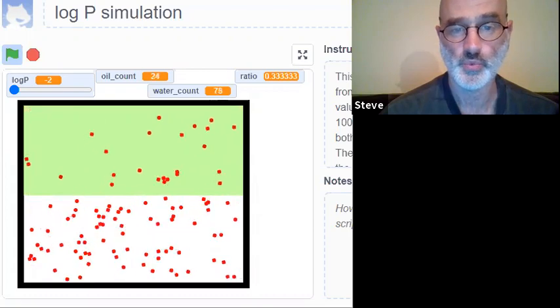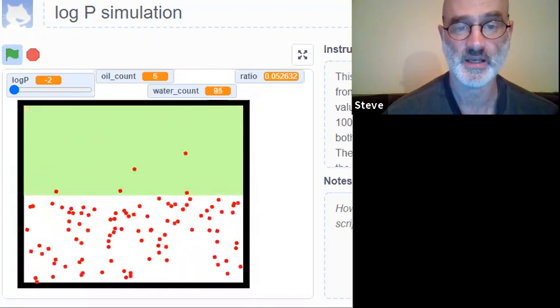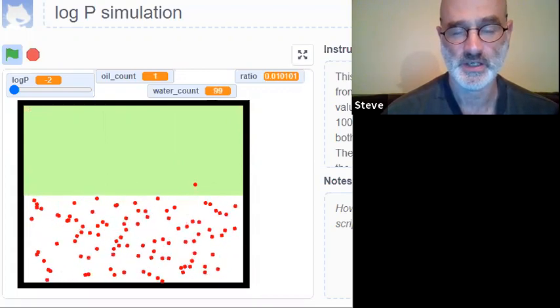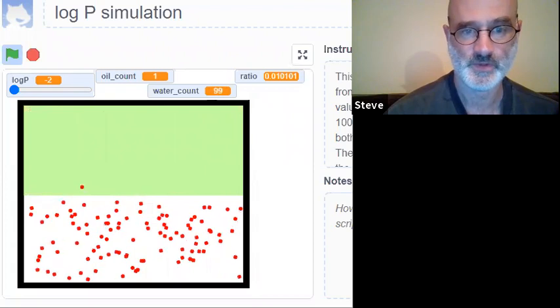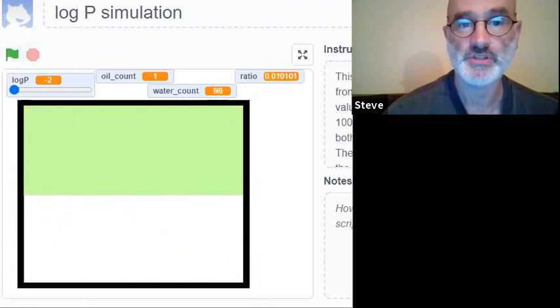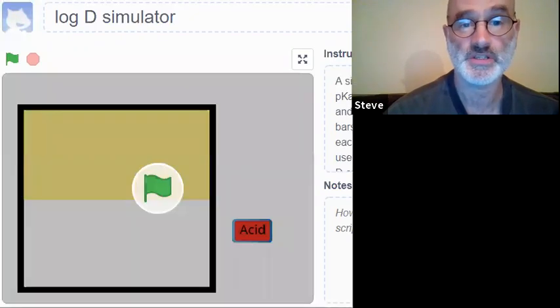So what you will begin to see now is as you get fewer and fewer molecules in the oil layer, the diffusion, it's more likely to diffuse closer to the boundary, okay? Stop that, and then I combined the two to form a log D simulator, and this is the log D simulator.